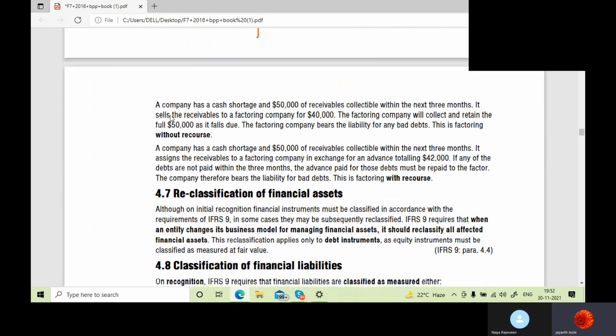So a company has a cash shortage and 50,000 of receivables collectible within 3 months. The company doesn't have money and they have these receivables. It sells the receivables to the factoring company, and you know, they will sell at a lower price only.